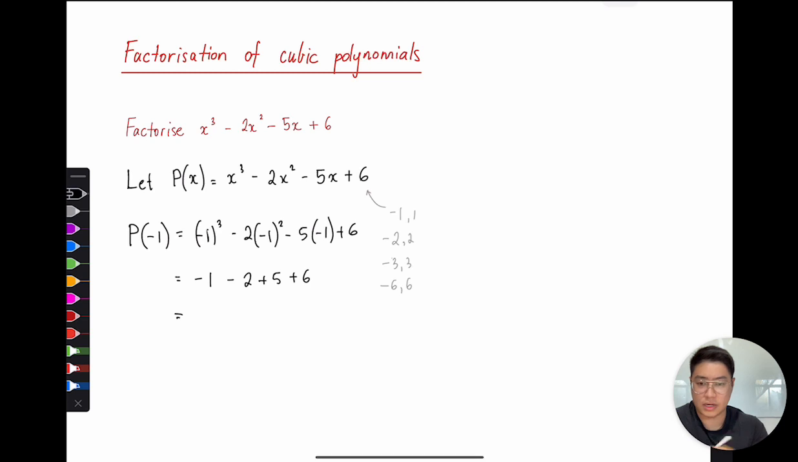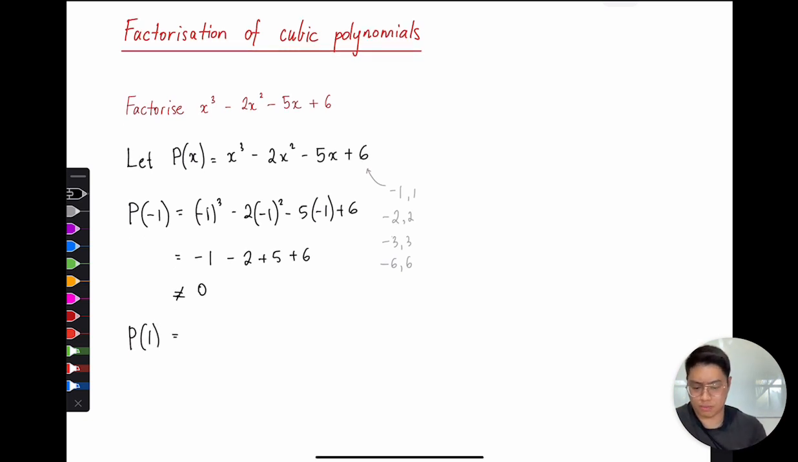The idea here is that you group the negatives and the positives. If you can clearly see that they do not equal 0, then you can simply say it does not equal 0. So if -1 does not work, this means we should try +1. So let's try that again. 1 cubed minus 2 times 1 to the power 2 minus 5 times 1 plus 6.